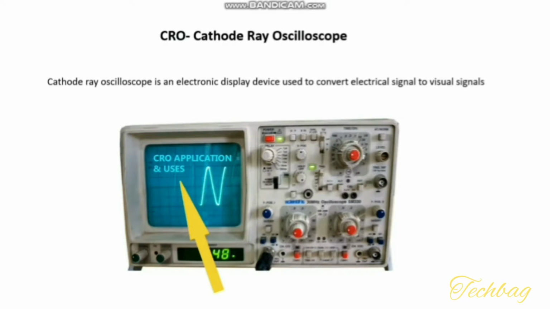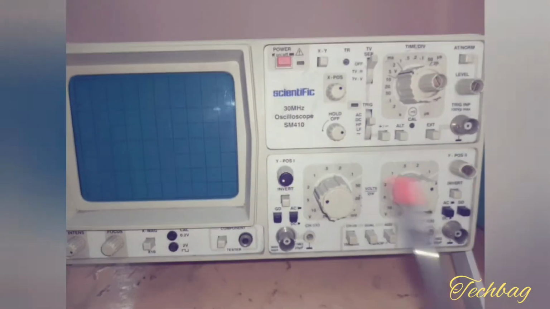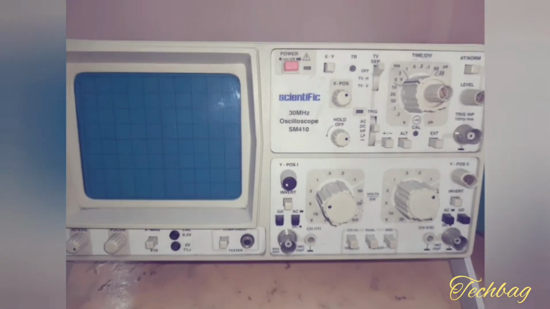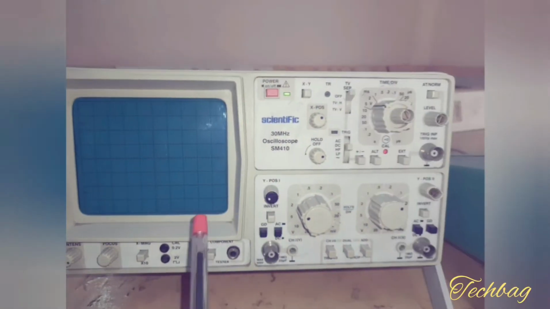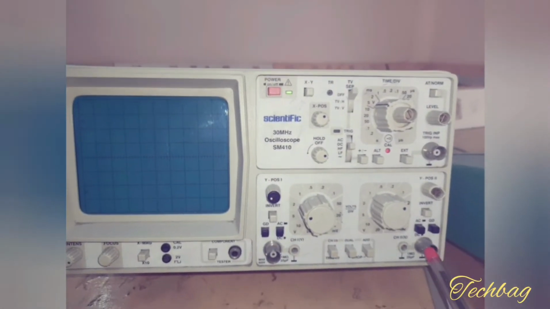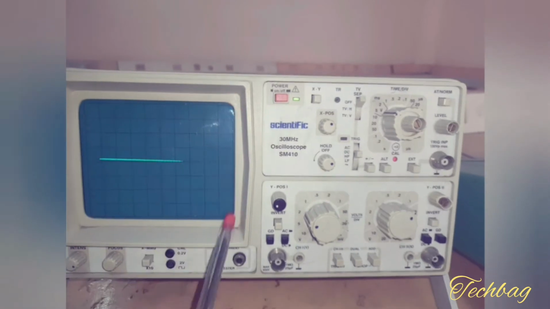This is CRO, cathode ray oscilloscope. It is an electronic display device which is used to convert electrical signal into visual signal. So this is CRO. This is power button. Next one, there are two channels, and this is a display unit.